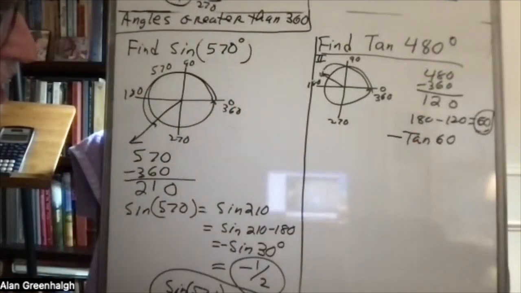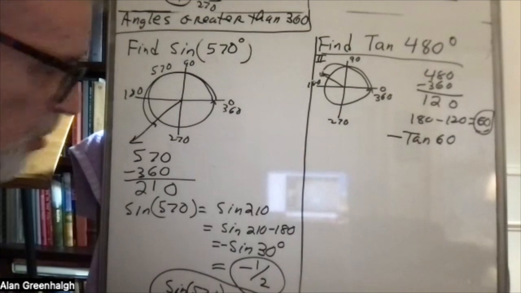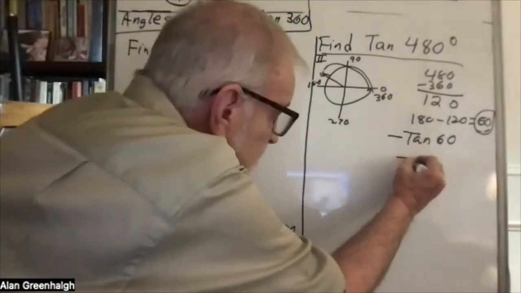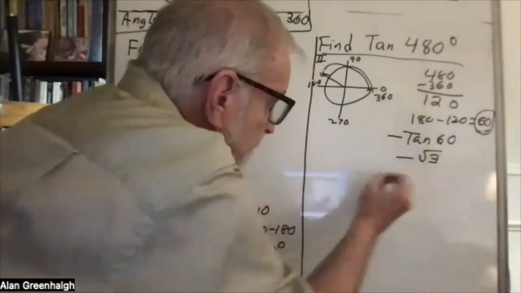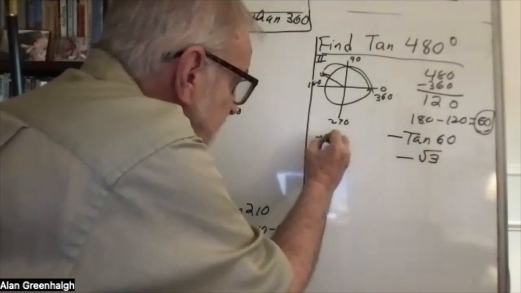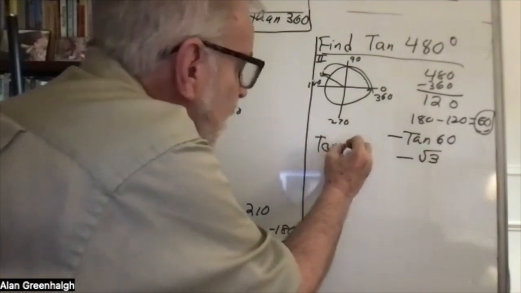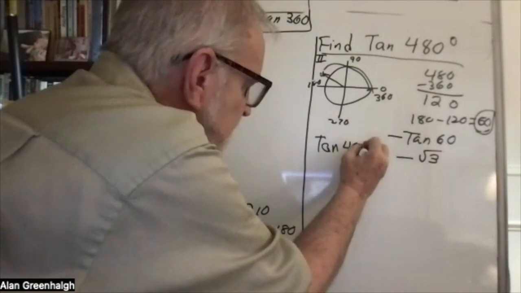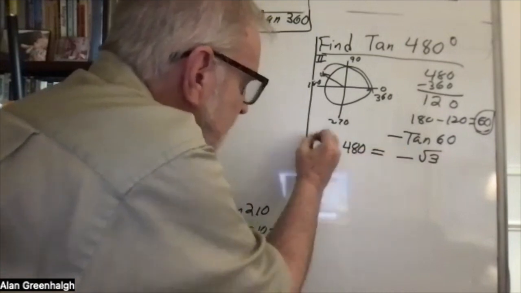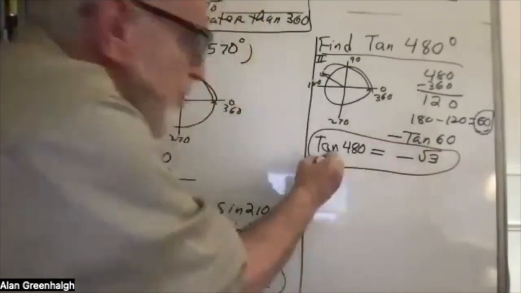And then, of course, you need to know what the tangent of 60 is. And I'm sure that you're looking at the chart, and that's going to be equal to negative the square root of 3. So the answer is that the tangent of 480 degrees is equal to negative the square root of 3.